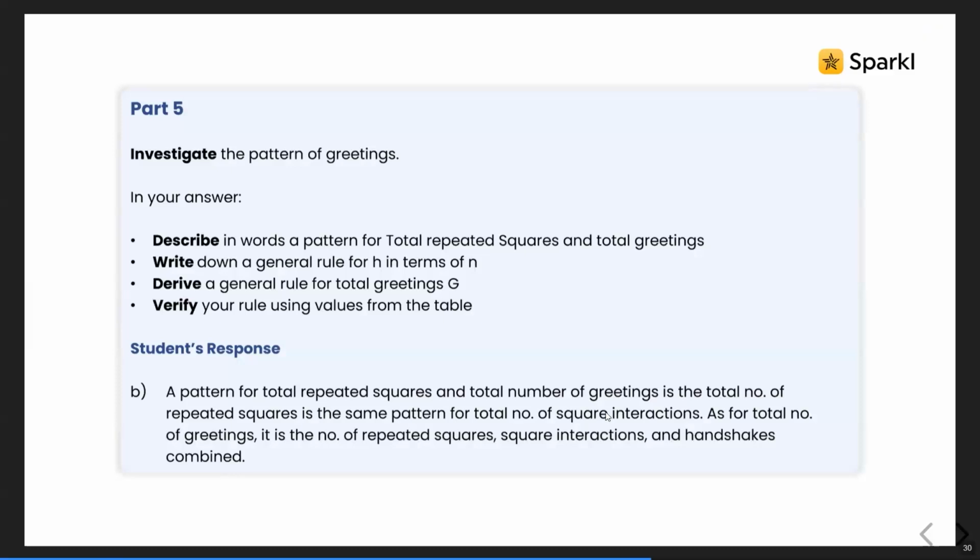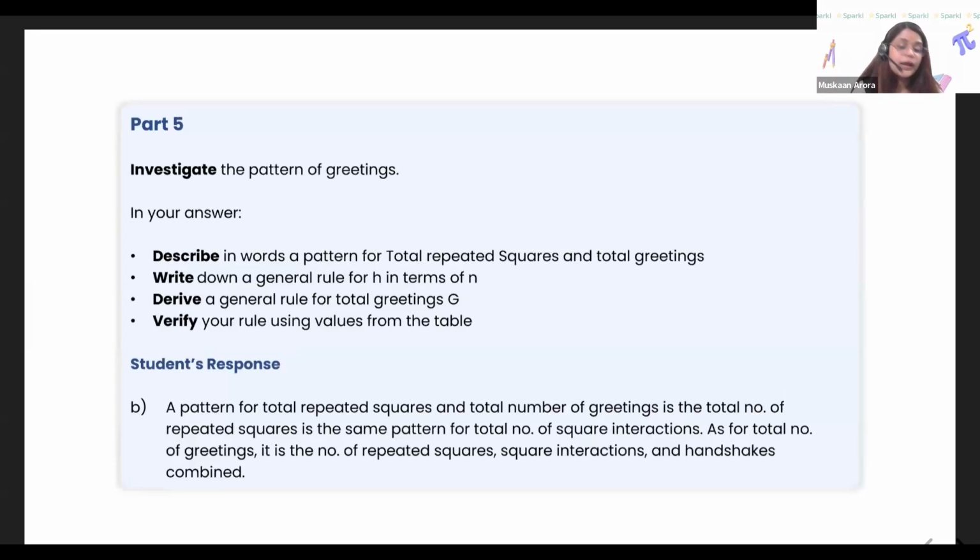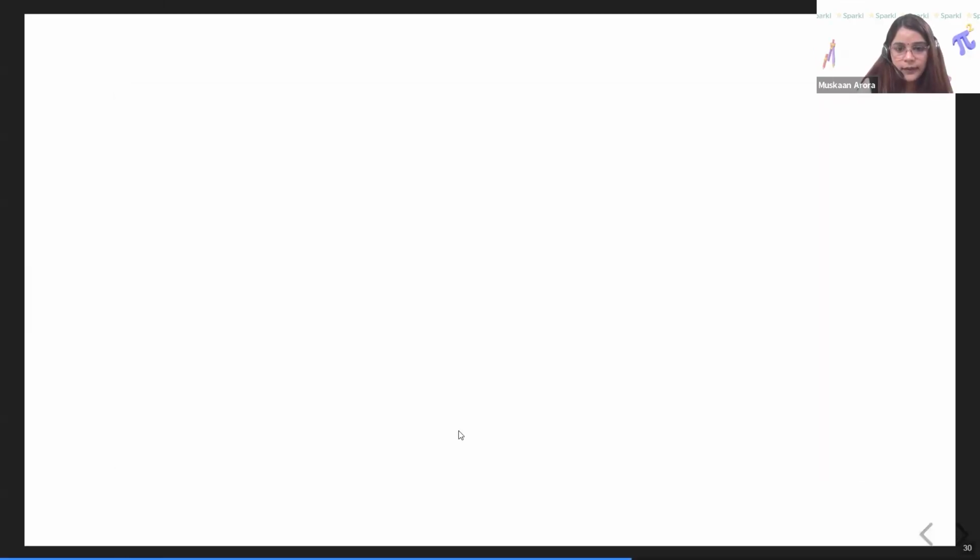Ma'am, I think just saying that pattern A is the same as pattern B is not an appropriate response. They're supposed to describe in words the actual pattern. How would you describe it then? Could you just go back to the table?